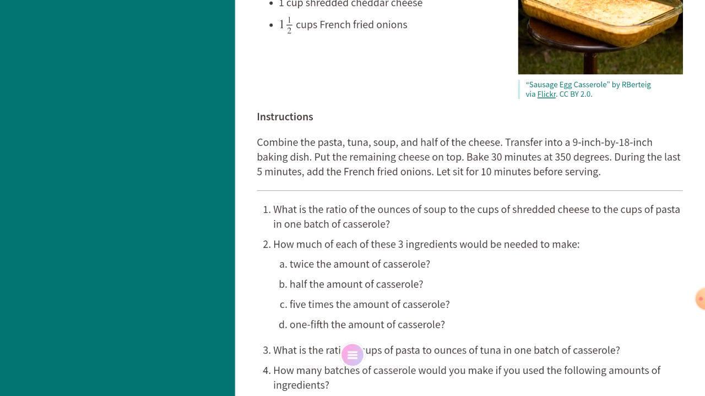Okay, instructions. Says, combine the pasta, the tuna, the soup, half of the cheese, transfer into a 9-inch by 18-inch baking dish. Put the remaining cheese on top. Bake 30 minutes at 350. During the last 5 minutes, add the French fried onions. Let it sit for 10 minutes before serving. Okay, that is a true recipe. If you like tuna casserole, you can make that for your mom tonight. Super easy.